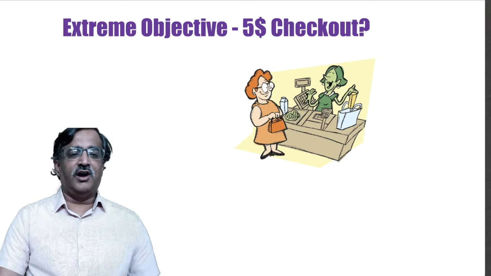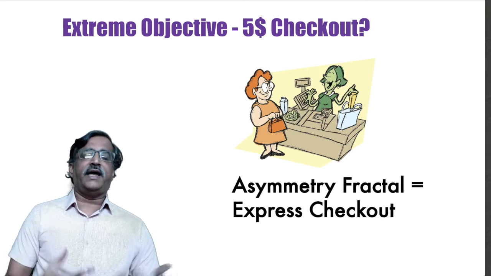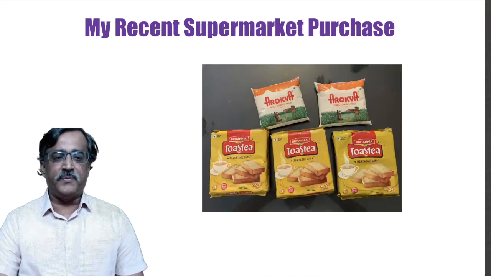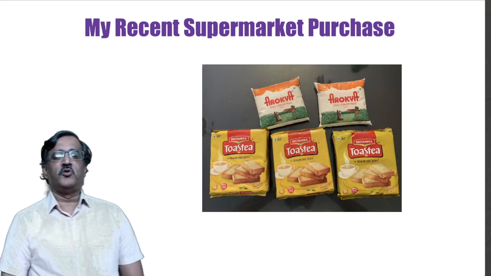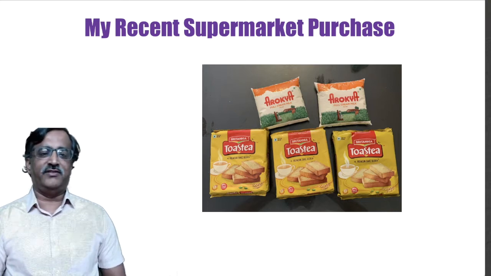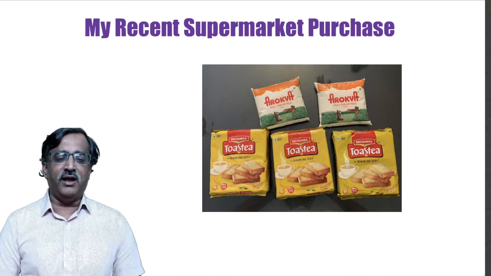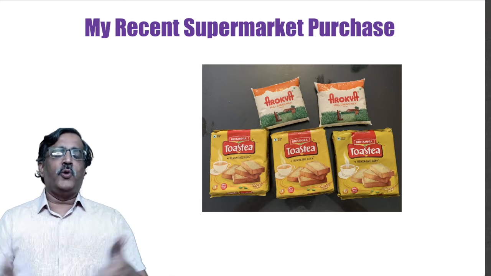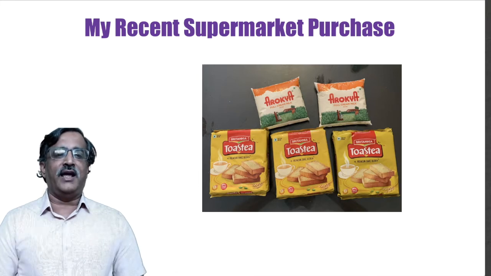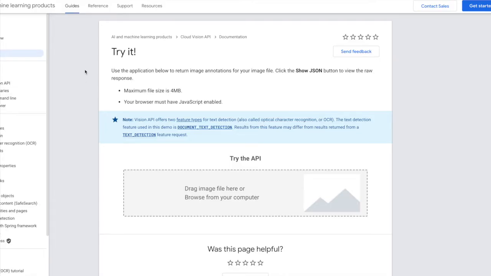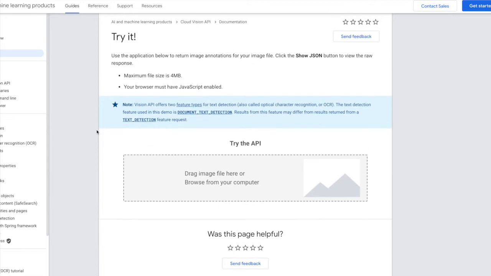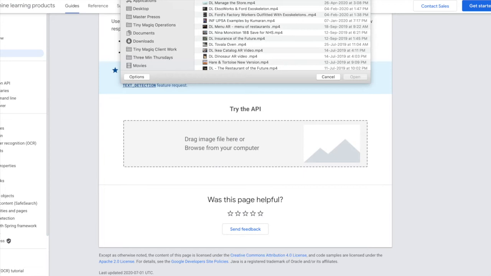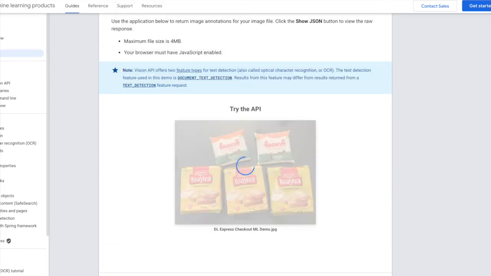Now in this session you learned about asymmetry, so I apply asymmetry and I want to create an express checkout for just $5. I went yesterday to the supermarket and I bought these 5 things, packets of rusk and some milk for my family. Now in the demo, I am going to show you how I use Google Vision API to automatically recognize these. I am in the Google Vision API screen. I am going to add the image of the items that I bought yesterday.